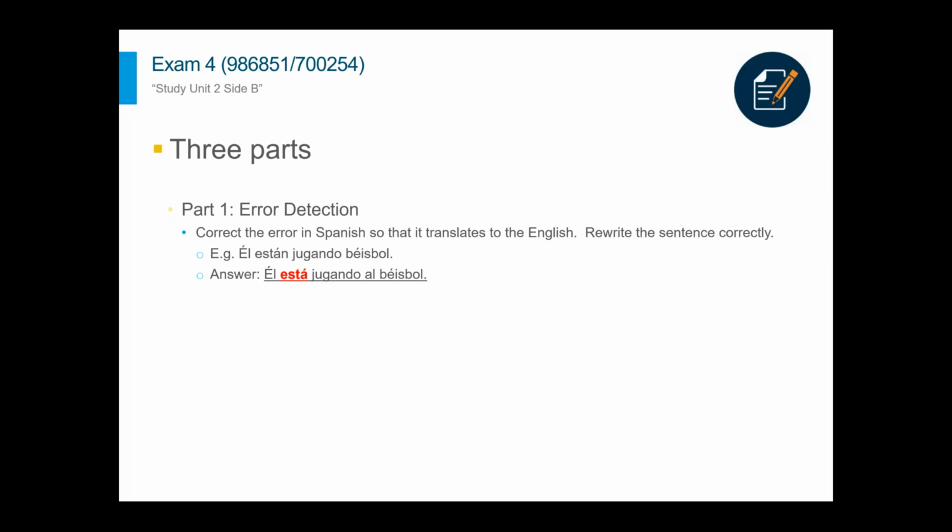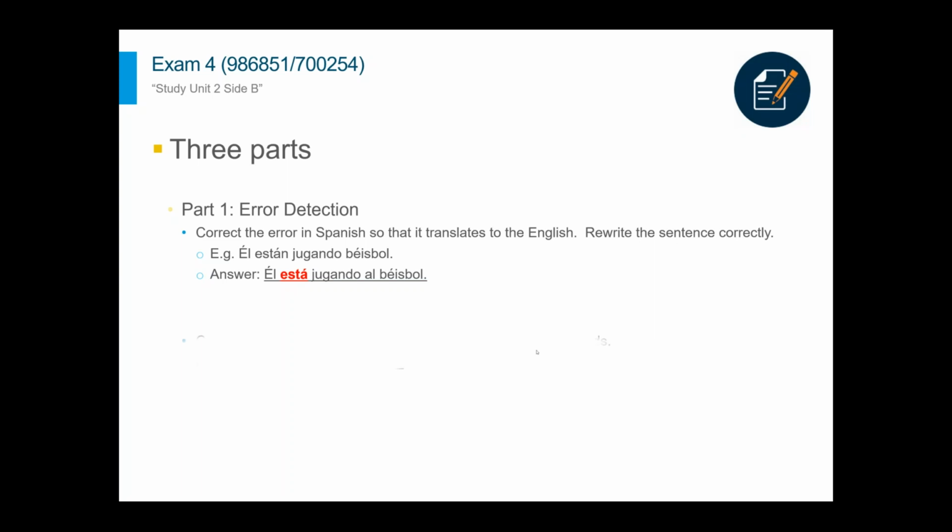In the example sentence, "él están jugando baseball," the first word, él, means he in Spanish, a pronoun. However, we have a plural verb, and we cannot have a singular subject with a plural verb. They must agree in number. So in this case, all we're doing is changing están to está, which is the singularized version, so that it agrees.